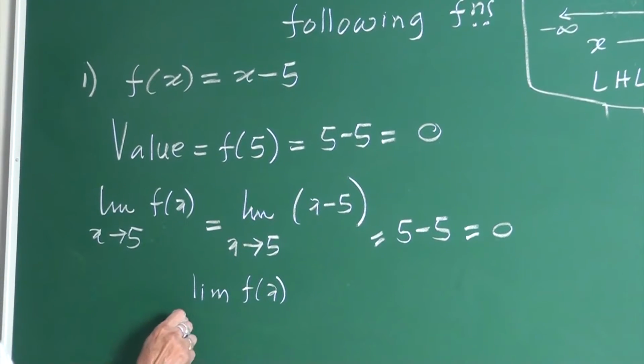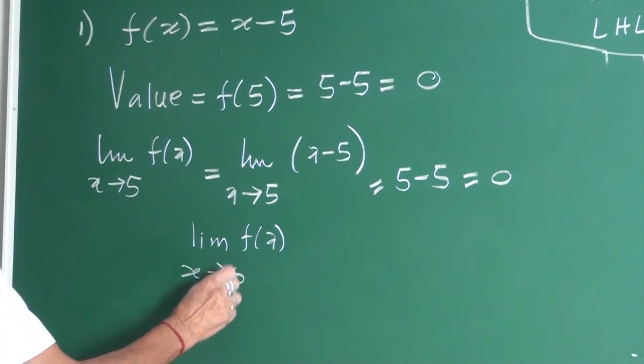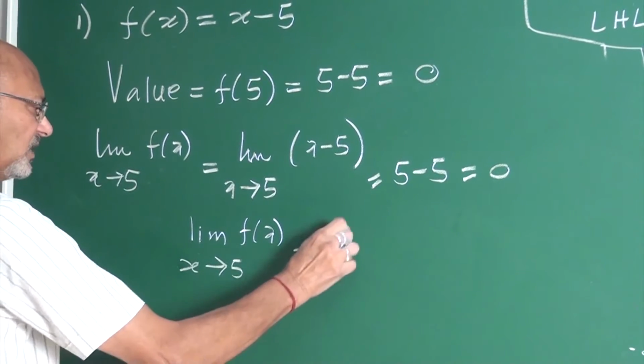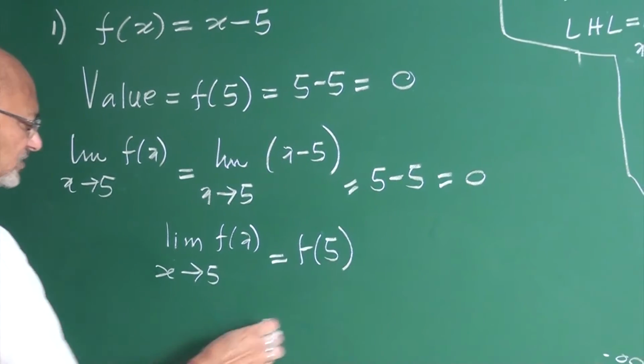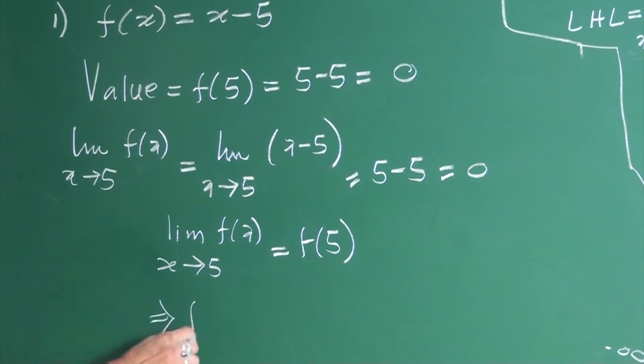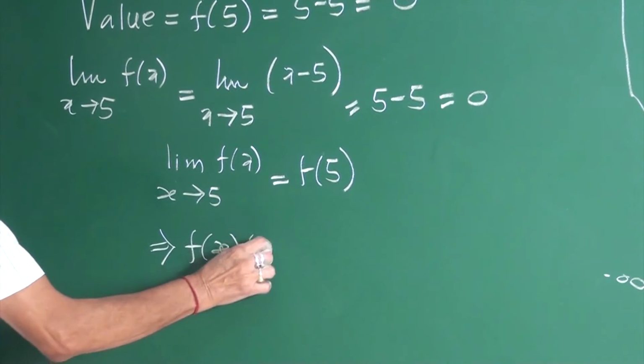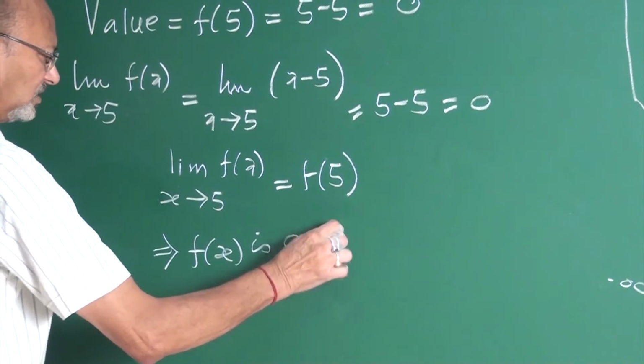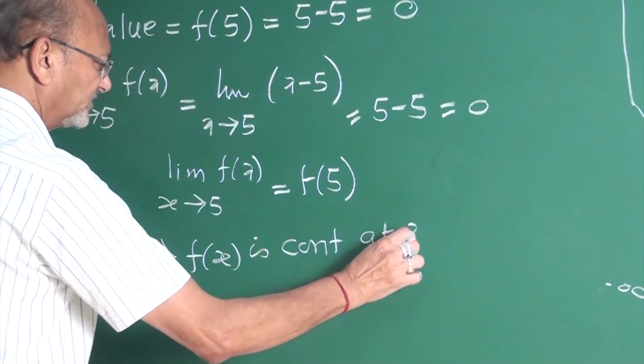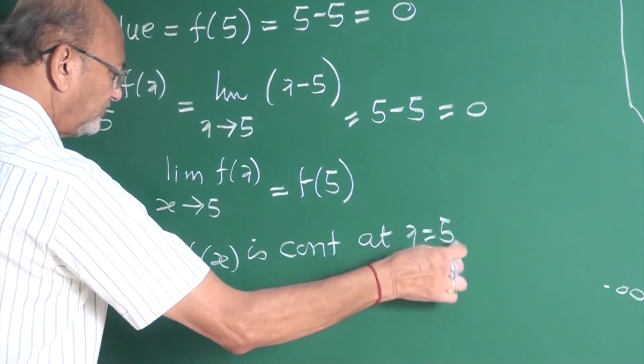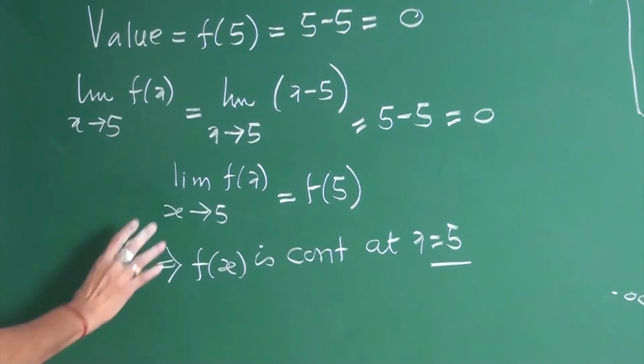If it is so, by definition, f(x) is continuous at x equal to 5. Yes, my friend, this is one.